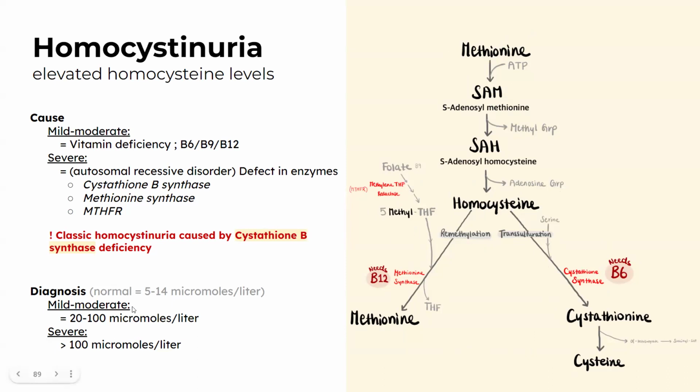But what is the level at which you know it's mild or moderate or severe? First of all, normally it's supposed to be 5 to 14. If it rises to 20 to 100, it's mild to moderate. If it's more than 100, then you call it severe. Okay? So that's how to diagnose.